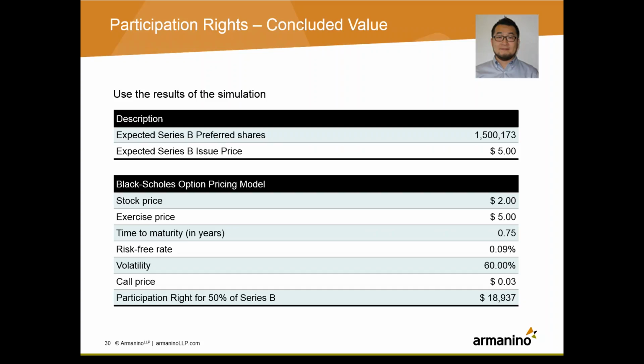So this is how the Monte Carlo simulation will be applied. Our goal here is to determine the value of the participation right, but our input would be the implied Series B issue price when it happens. So we would need to determine how many Series B shares would be issued depending on the equity amount that the Series B shareholders would have, and what the expected Series B issue price would be if that happens, based on the assumptions from the management.